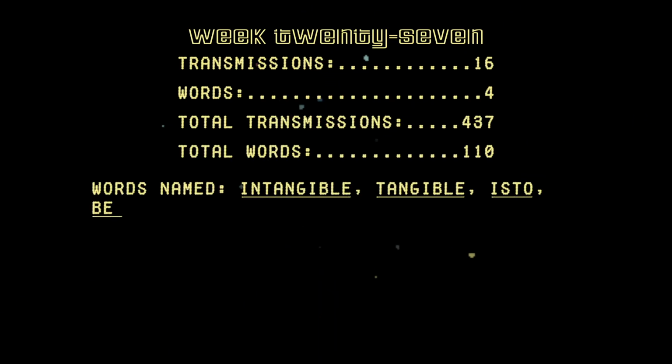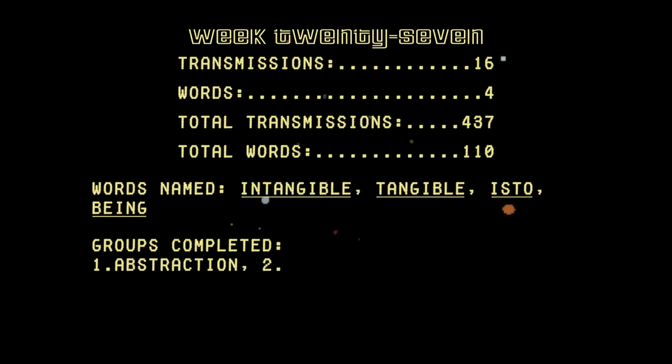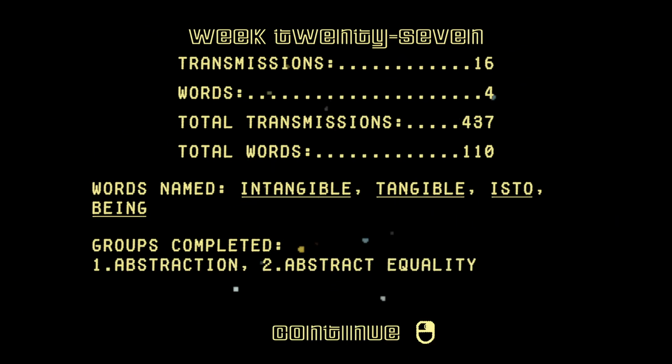Alright, another okay week. I do want to see the hypotheses again. I feel like our words are slightly off. Like, we've almost kind of got it, but not quite getting to the full meaning of the word. But yeah, that was week 27. 16 total transmissions, 4 words. We're up to 437 total transmissions, 110 total words. We named intangible, tangible, is to, and being. Then we covered abstraction and abstract equality.